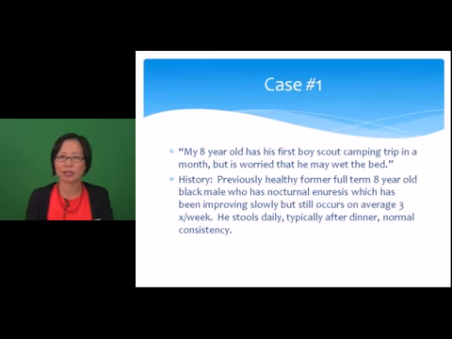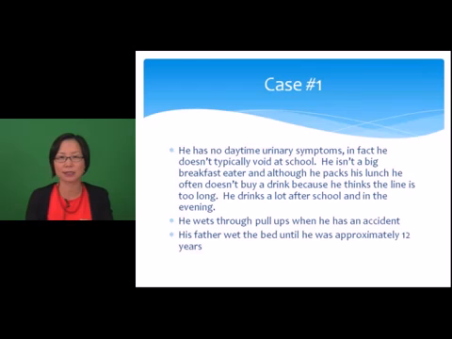So let's get back to the cases that we started this talk with. If you remember, case number 1 was an 8-year-old who had his first Boy Scout camping trip coming up. He's a previously healthy, full-term, 8-year-old black male who's had nocturnal enuresis, has never been dry at night completely, and he's been slowly improving, but he still wets on average 3 nights per week. He stools daily, typically after dinner, and it's a very normal consistency. He has no daytime urinary symptoms.